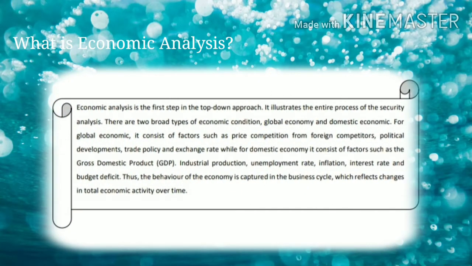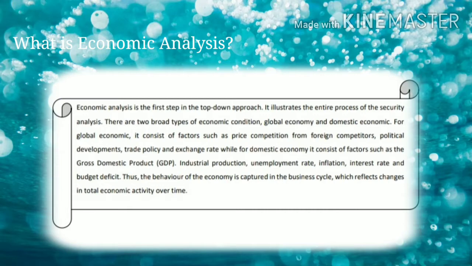Economic analysis is the first step in the top-down approach. It illustrates the entire process of the security analysis. There are two broad types of economic conditions: global economic and domestic economic. For global economic, it consists of factors such as price competition from foreign competitors, political developments, trade policy, and exchange rate, while for domestic economy, it consists of factors such as the gross domestic product (GDP), industrial production, unemployment rate, inflation, interest rate, and budget deficit.